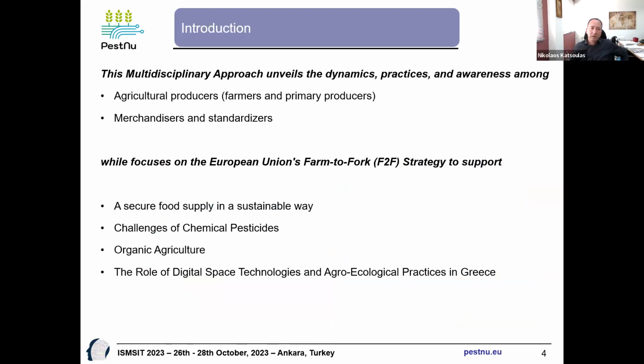So this is a project that has many disciplines and reveals the dynamics, practices, and awareness among agricultural producers, growers, farmers, and merchandisers, with a focus on the targets of the European Union related to the farm to fork strategy: to support secure food supply in a sustainable way, a reduction of chemical pesticides, elimination of their use, development of organic agriculture and relevant products, and a use of digital technologies in order to aid in the management of agroecological systems.